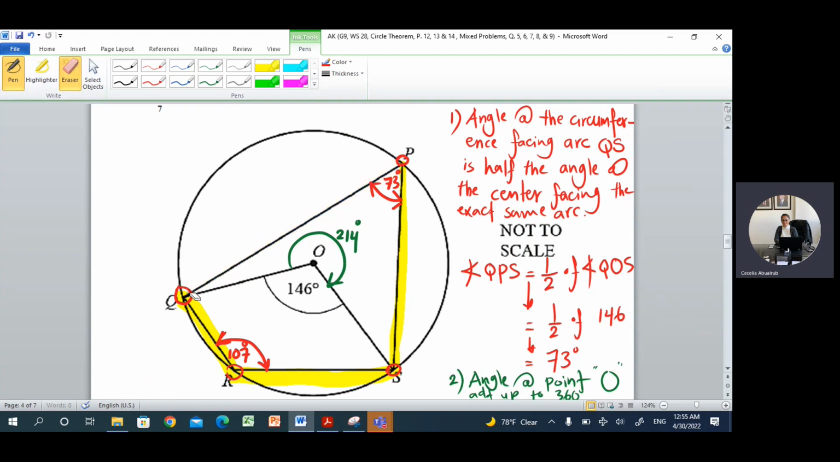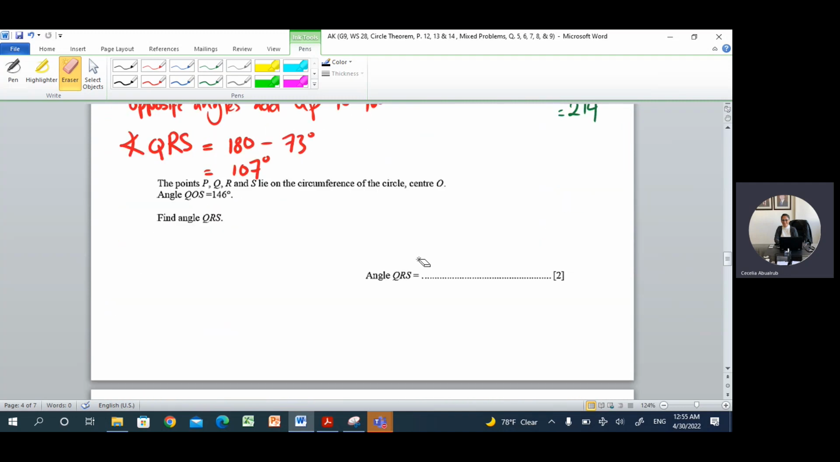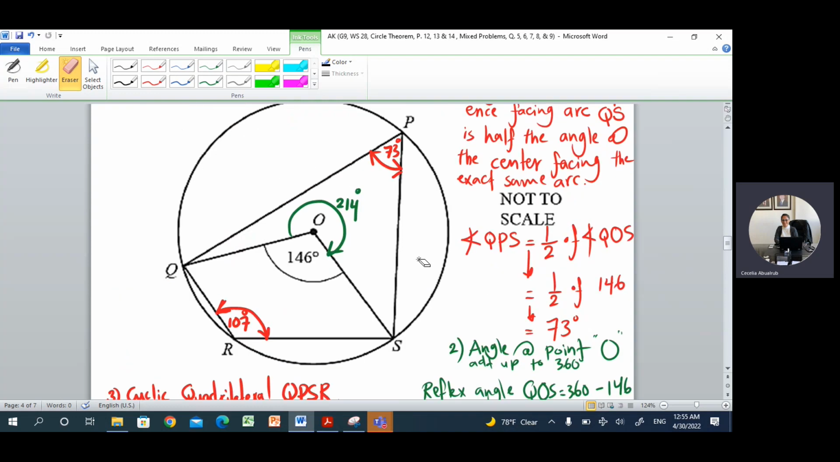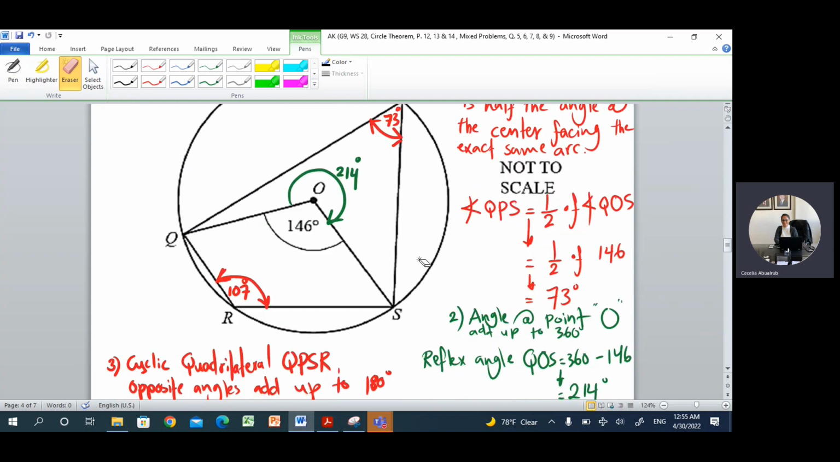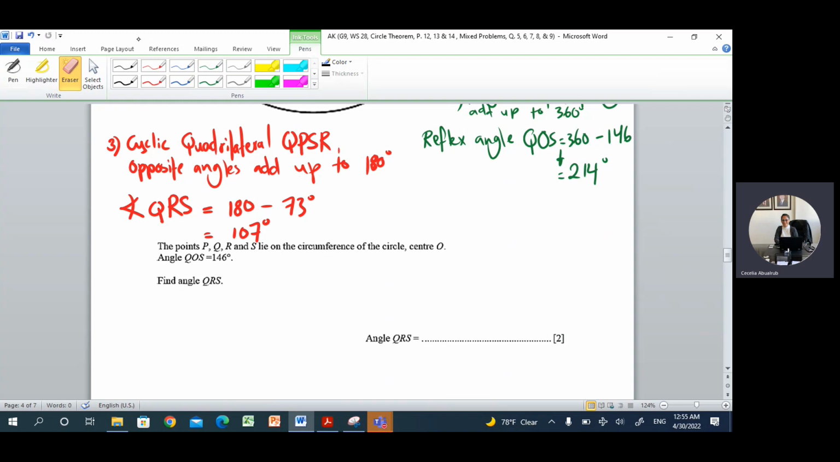Let me just erase this. And let's answer the questions on this drawing. So if we go down here, they're asking for angle QRS, which is the last angle that we found in this question. So QRS is equal to 107.